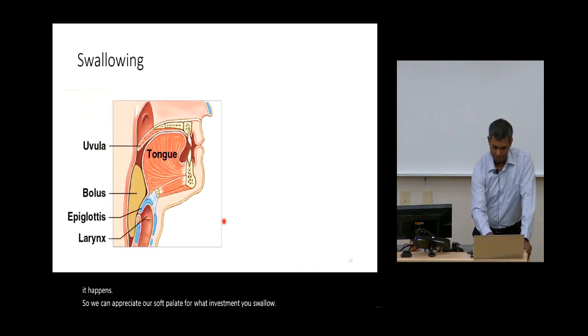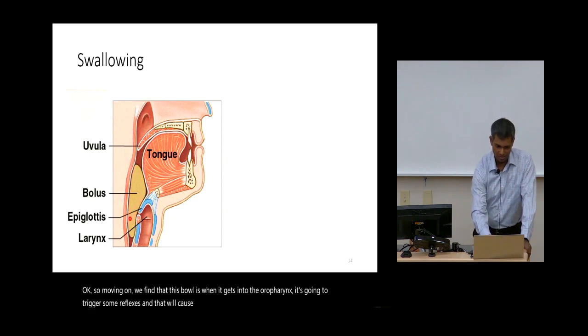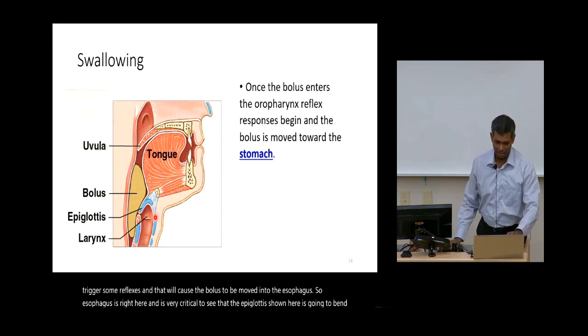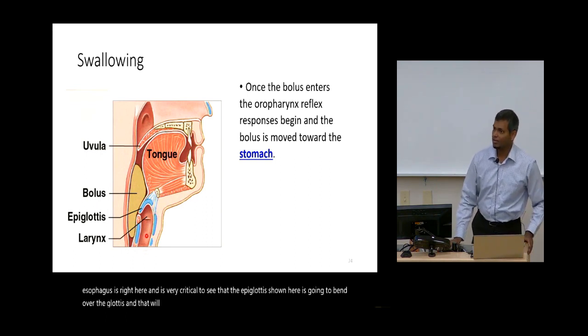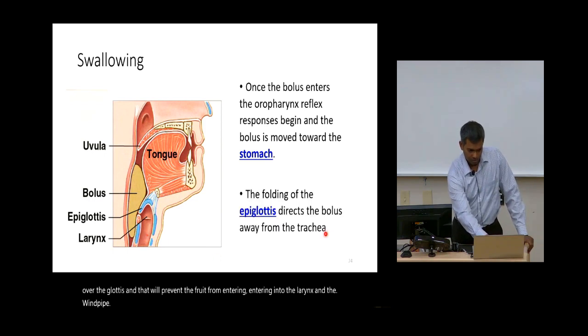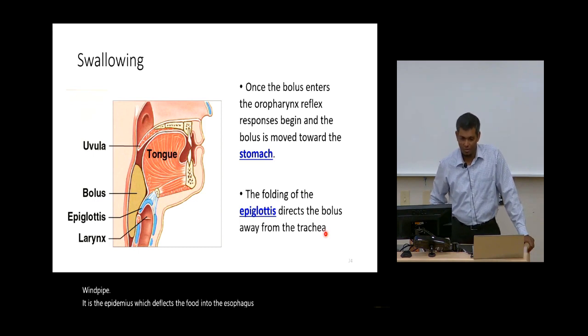Okay, so moving on, we find that this bolus, when it gets into the oropharynx, it's going to trigger some reflexes, and that will cause the bolus to be moved into the esophagus. So the esophagus is right here, and it is very critical to see that the epiglottis shown here is going to bend over the glottis, and that will prevent the food from entering into the larynx and the windpipe. And so it is the epiglottis which deflects the food into the esophagus rather than into the windpipe.